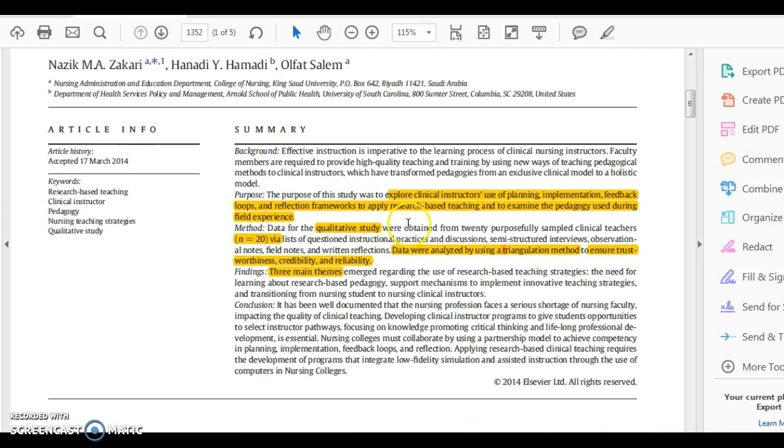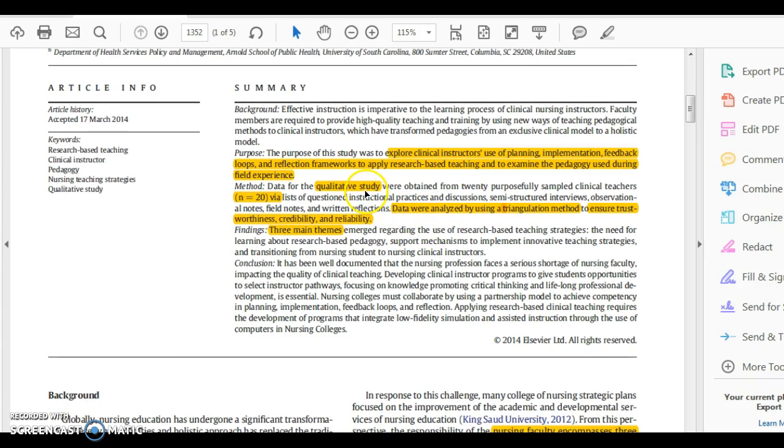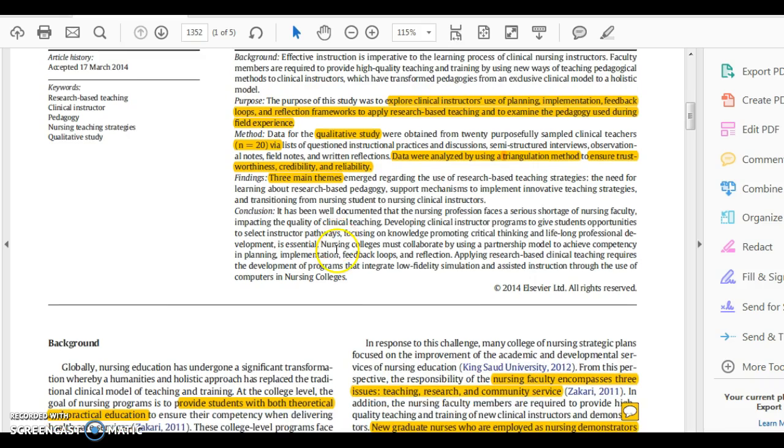It's a succinct overview of the study, which is lovely, but again, you have to read the article for more detail. It tells us the background, or what they've found pretty much in the literature review. We're worried a little bit here about effective instruction, especially with newer instructors, or in this case, nursing students transitioning to the role of clinical educator, clinical instructors. They talk about the purpose, that it's a qualitative study, the sample, and how they analyzed the data, and that they found three main themes.